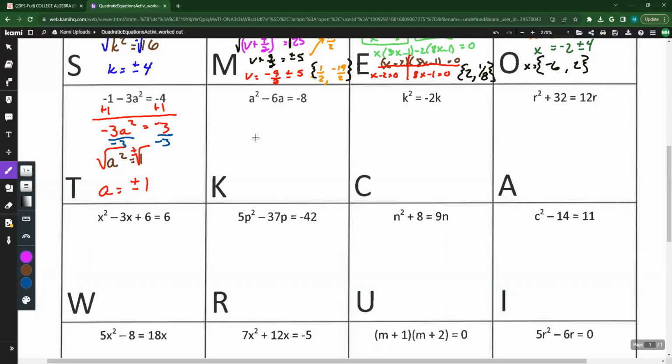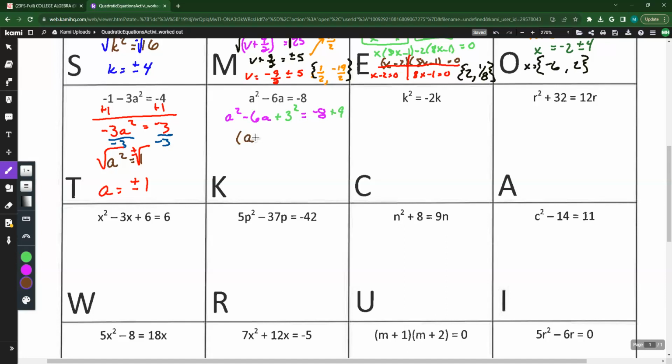All right, yet again, I'm looking at what I have set up. This has got all of my a's on one side, plain old numbers on the other side. That actually tells me that completing the square is the best option for me. So I'm going to rewrite a squared minus 6a equals negative 8. And then just so that it's a little clearer, because I figure I've been doing this kind of fast, I am going to do half of 6, which is 3. So I'm going to be adding 3 squared to both sides. 3 squared is 9.